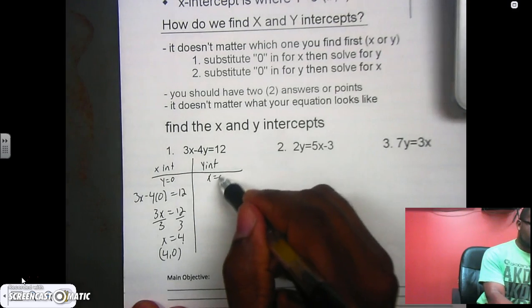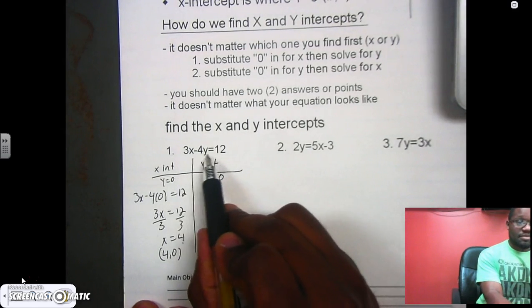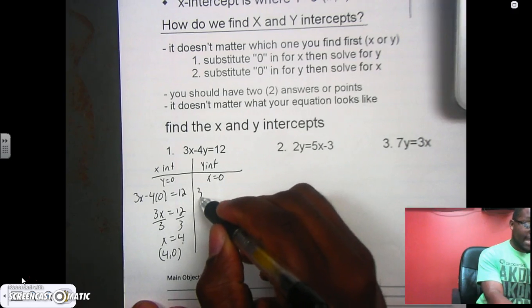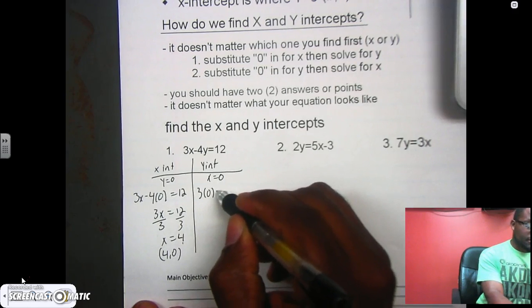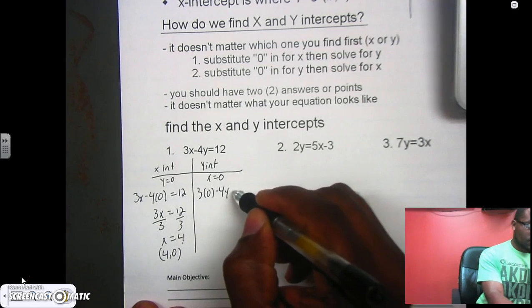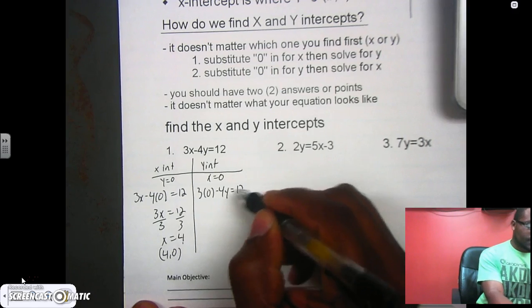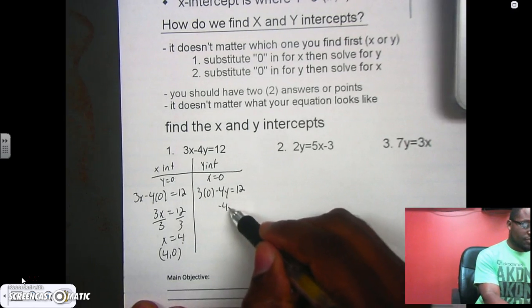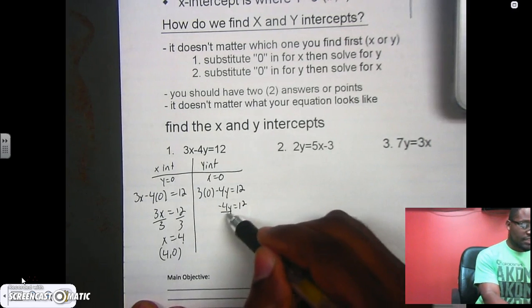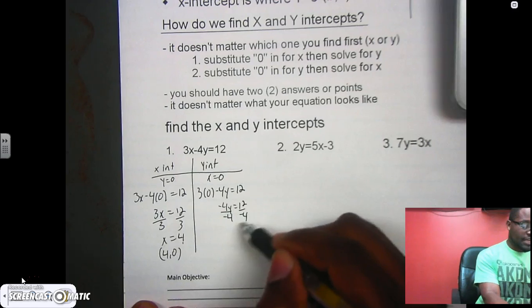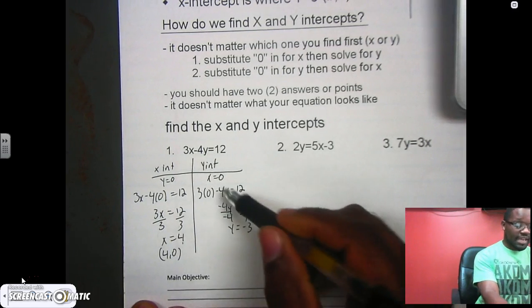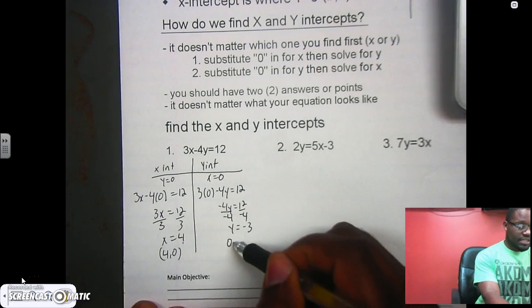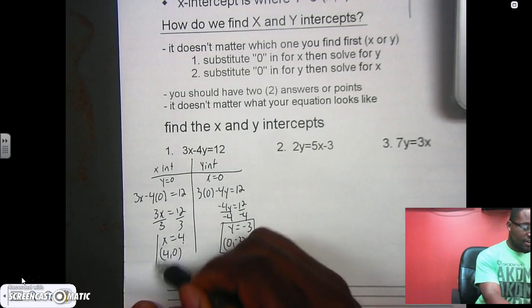The y-intercept is where x equals 0. So I'm going to rewrite that same equation, and whenever I get to an x this time, I put 0. 3 times 0 is 0, and I'm left with negative 4y equals 12. To continue to solve for y, I get y equals negative 3. As a point, x is 0, y is negative 3. It's 0, negative 3. So that's how you would answer.